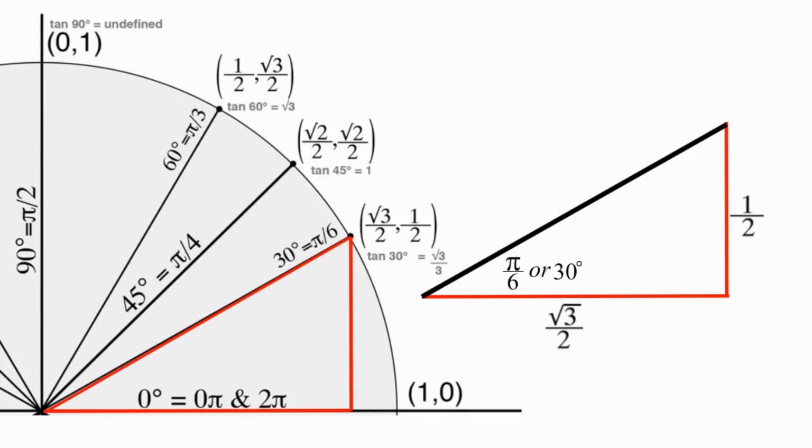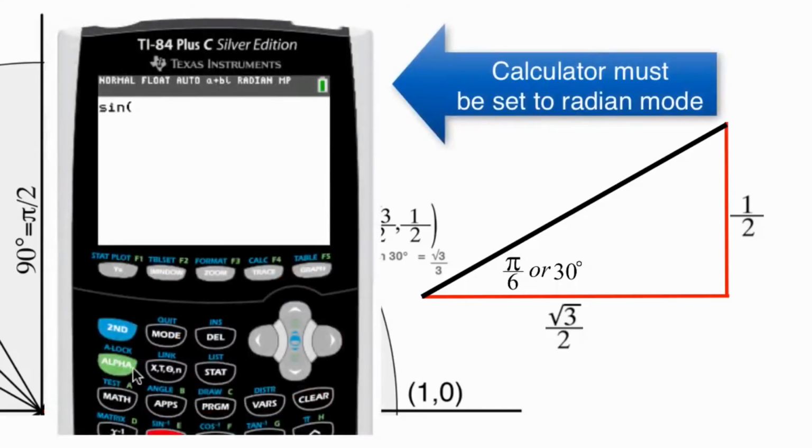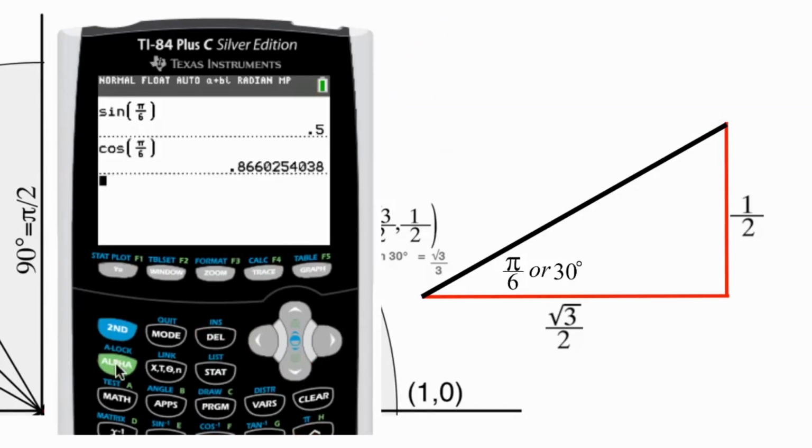Now here's where sine and cosine come into play. If you take the sine of pi over 6, you will get 1/2. And if you take the cosine of pi over 6, you will get square root 3 over 2. Now when you do this in your calculator, you'll get a long decimal. But you can confirm that this is square root 3 over 2 by typing it in and taking a look.